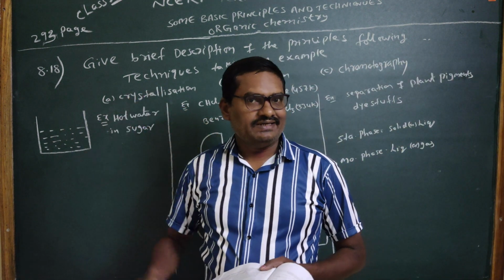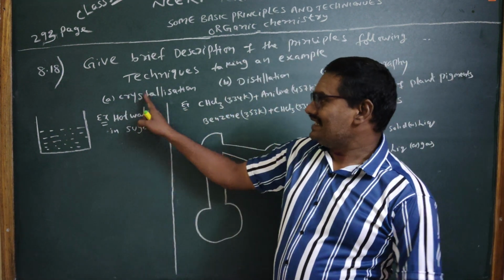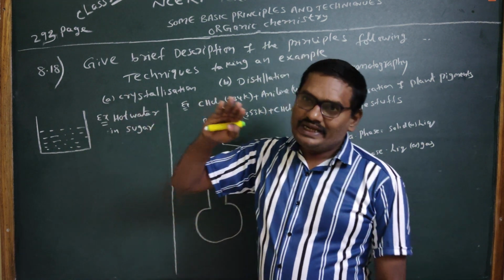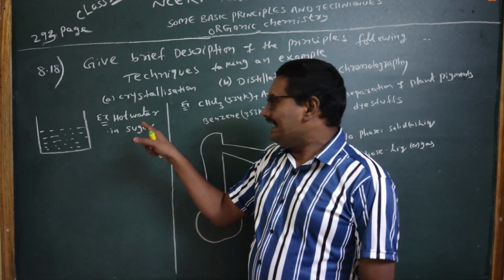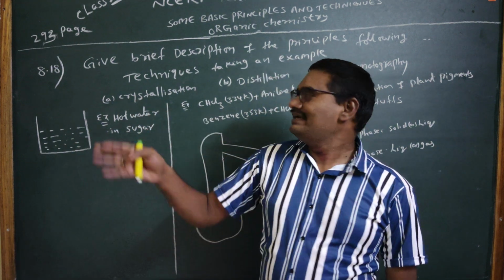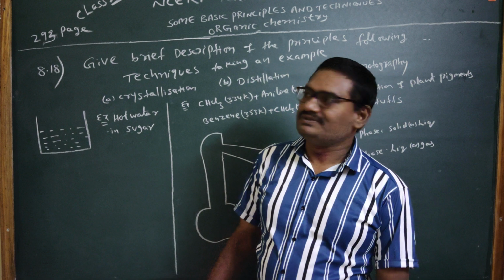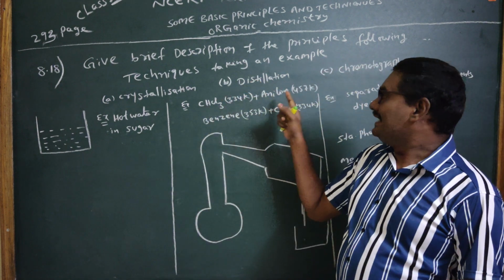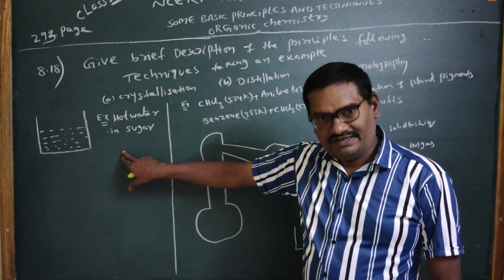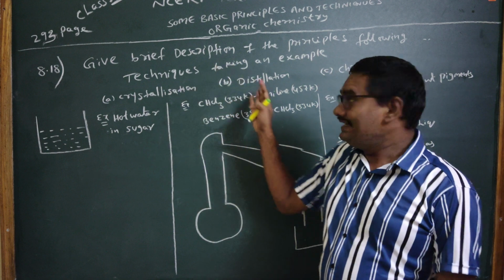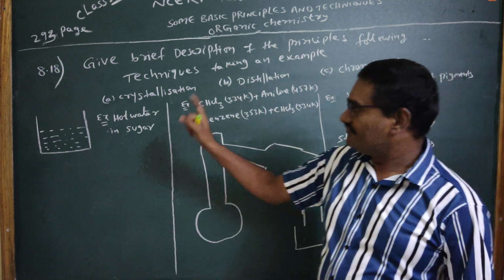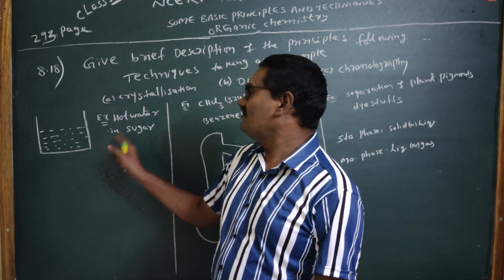First I will explain crystallization. Crystallization is applicable, for example, to sugar in hot water. It is generally applicable when a solid is separated from a liquid. In distillation, a liquid is separated from another liquid. First example, crystallization: sugar in hot water.